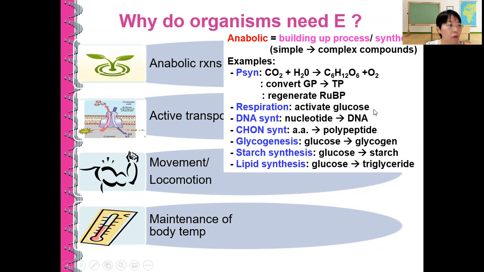That means the substrate of respiration is glucose, but we need to add ATP to glucose. So this process is called activating the glucose. Then only the respiration will happen. So the first step of respiration is activation of glucose, which needs ATP.